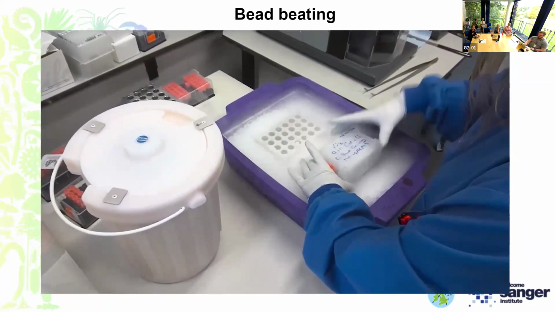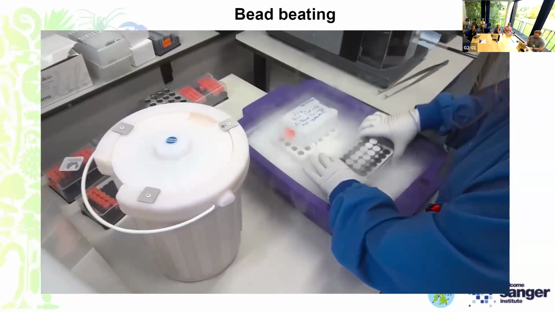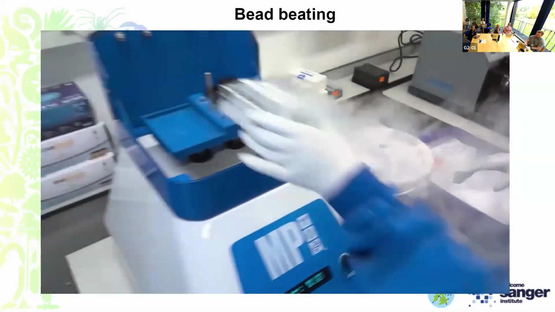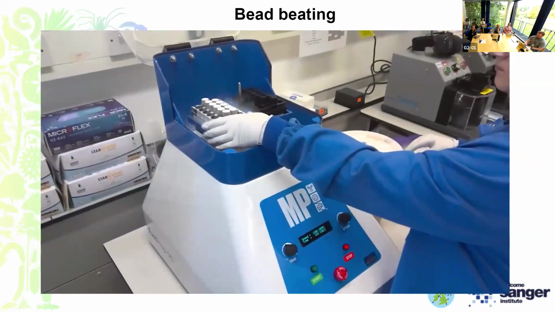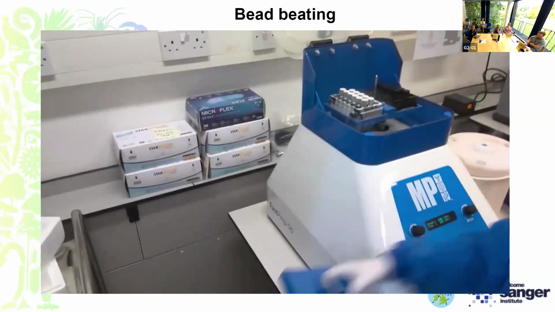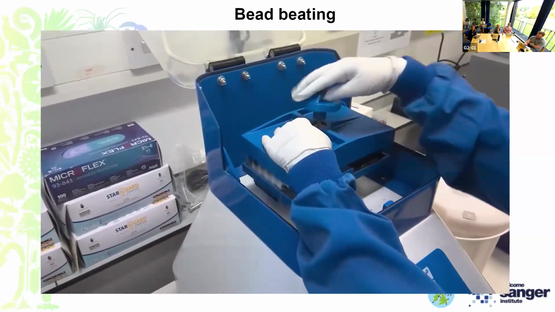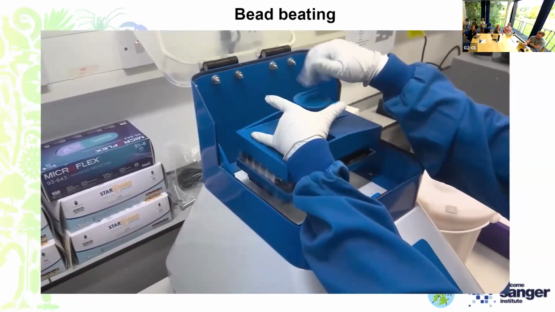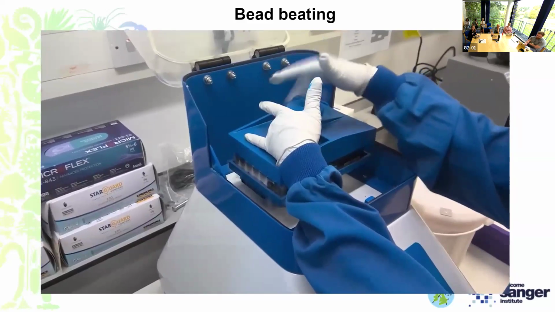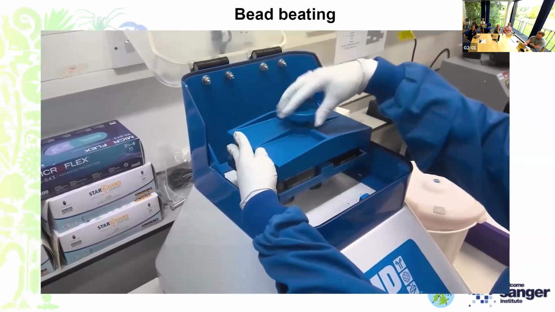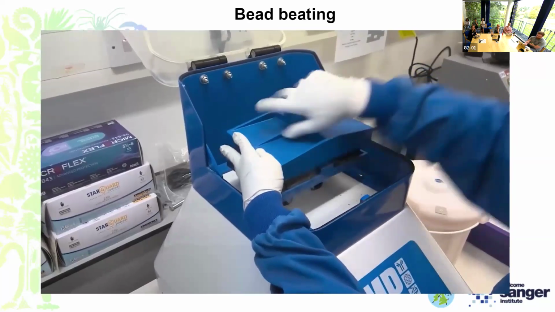Once the samples have been pre-chilled, the lid can be taken off, and the samples can be placed onto the FastPrep with empty tubes acting as a balance on the other side. The samples are secured down with the top layer of the FastPrep, and I make sure that it's nice and tight before proceeding.